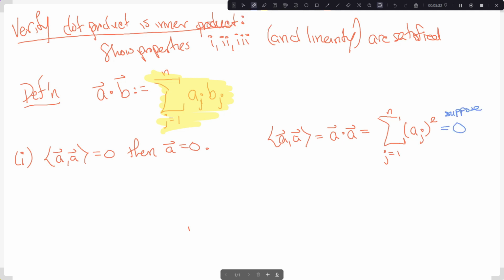So we suppose it's equal to 0. That's me supposing that. If that, then the other one. Can I claim that my vector was 0 in the first case? The answer is yes, because every square number is positive, or it's non-negative.